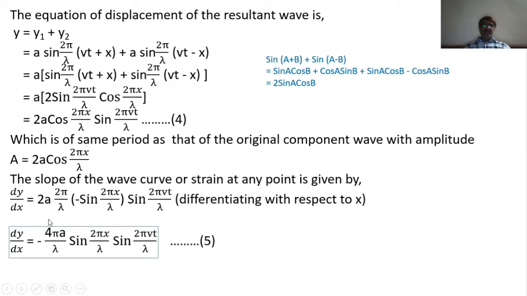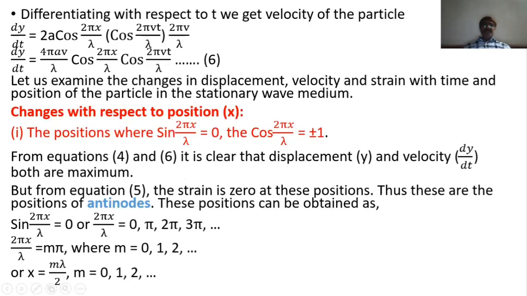After solving this, you will find minus 4 pi a by lambda sine 2 pi x by lambda sine 2 pi vt by lambda. Let us call it equation 5, and it represents the strain produced at any point in the medium due to the stationary wave pattern.